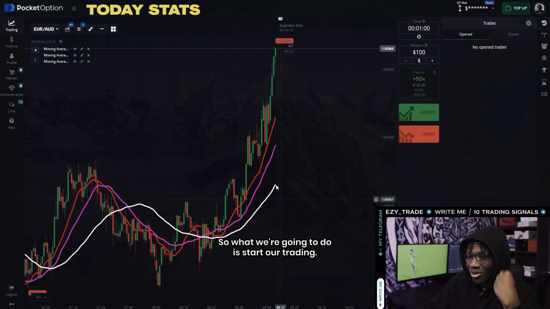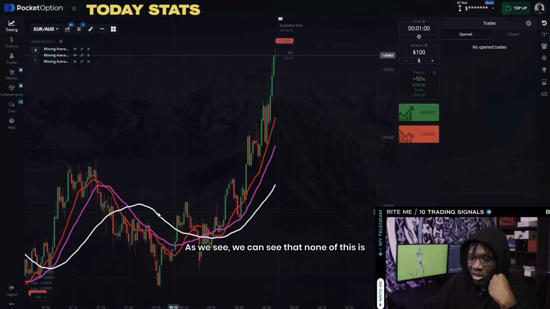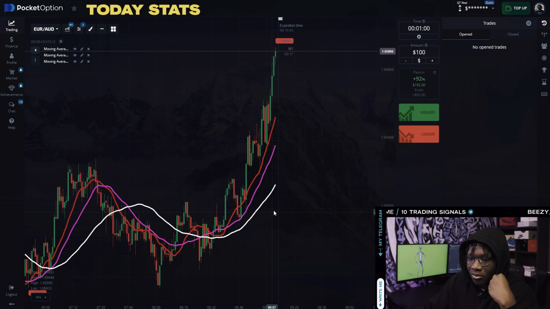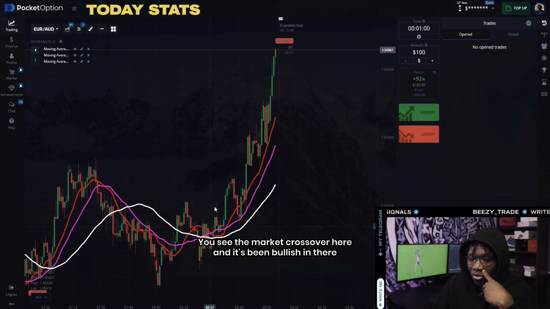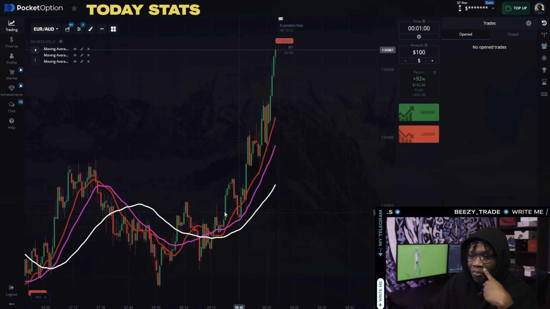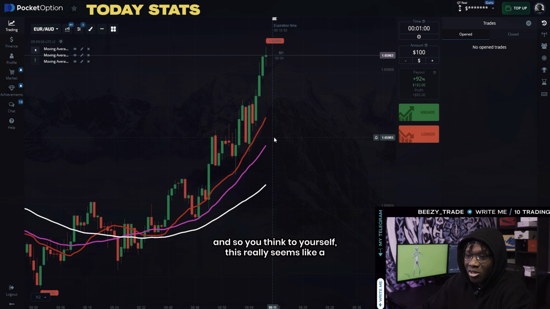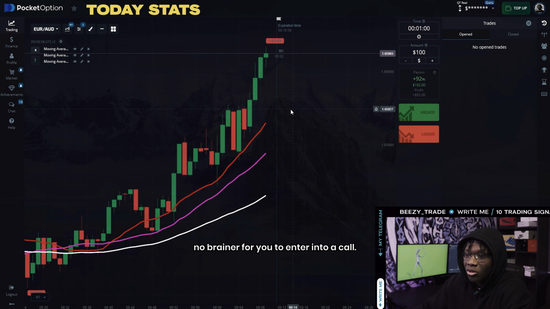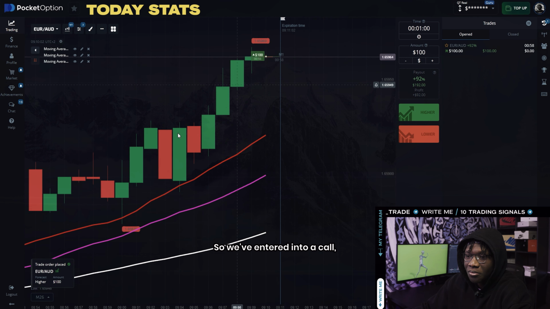So what we're going to do is start our trading. First we're looking for a good entry point in the market. Everything right here is below the 50 EMA. You can see that the market crossed right here and it's been bullish since then. And so you're thinking to yourself, this really seems like a no-brainer to enter into a call. So we've entered into a call.